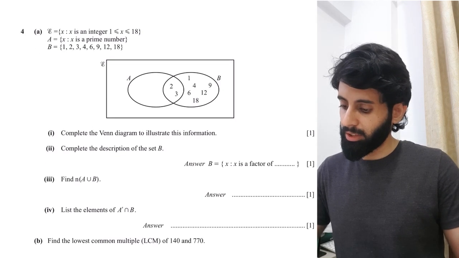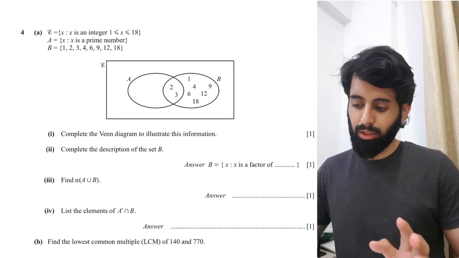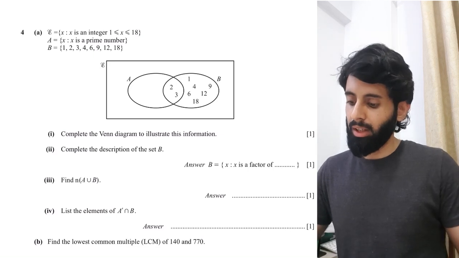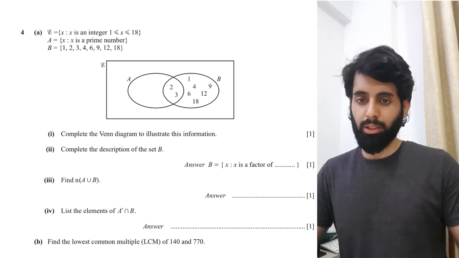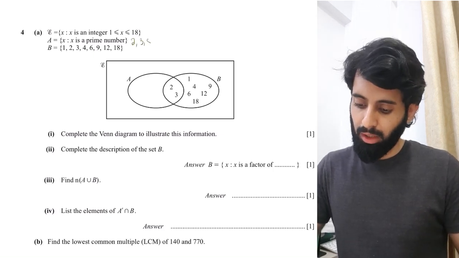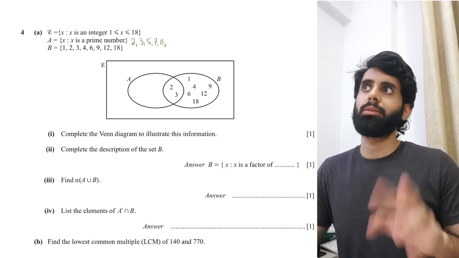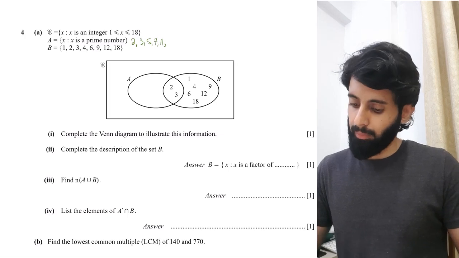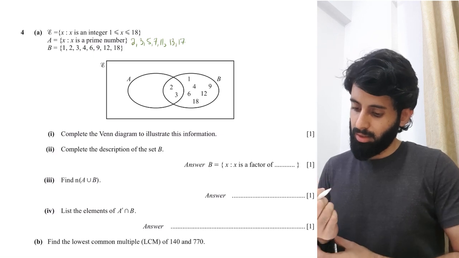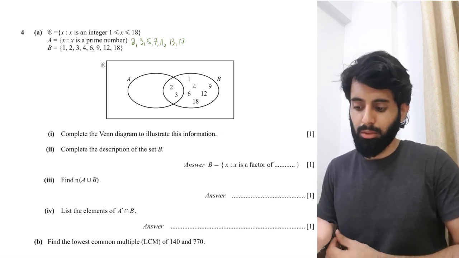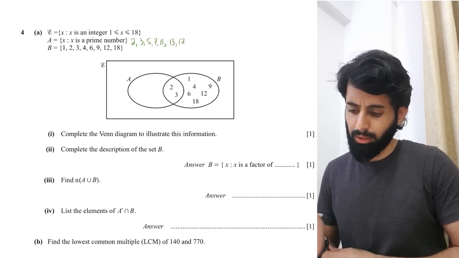Okay, so here's question number 4, part A, which is x such that x is an integer from 1 till 18. So x is going to be 1, 2, 3, 4, 5 all the way to 18. A is x such that x is a prime number. At this point, I would suggest that you write those prime numbers down. So 2, 3, 5, 7, 11. Remember, 1 is not a prime number. A prime number needs to have 2 distinct factors to be prime. Okay, 11, 13, and 17. And then B is 1, 2, 3, 4, 6, 9, 12, 18, factors of 36.